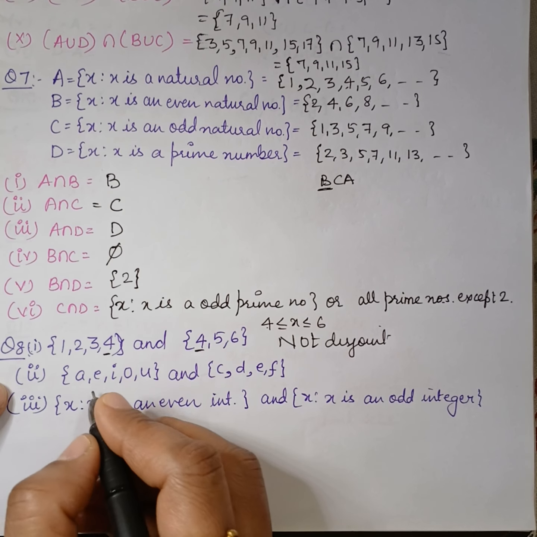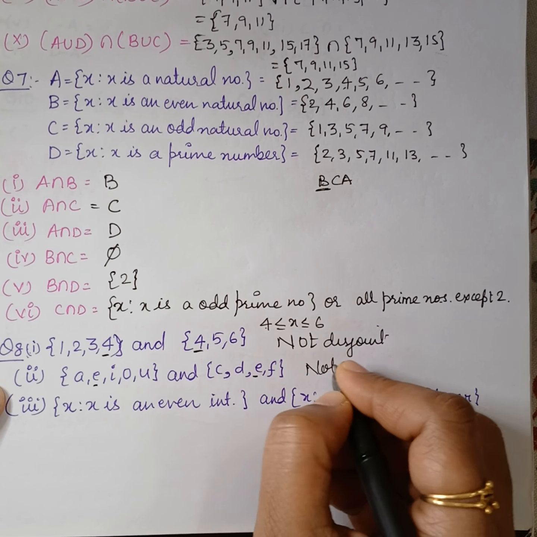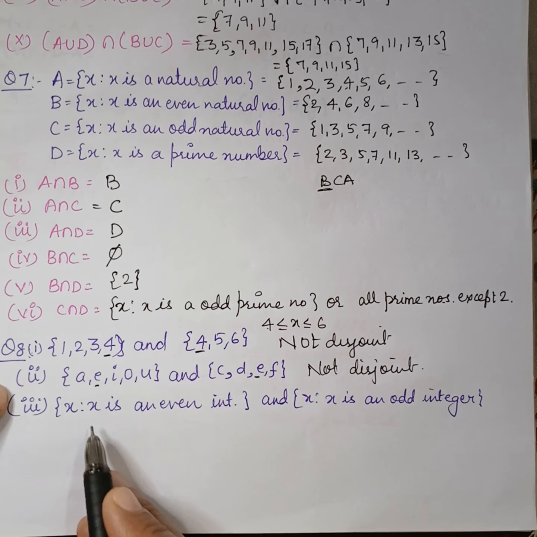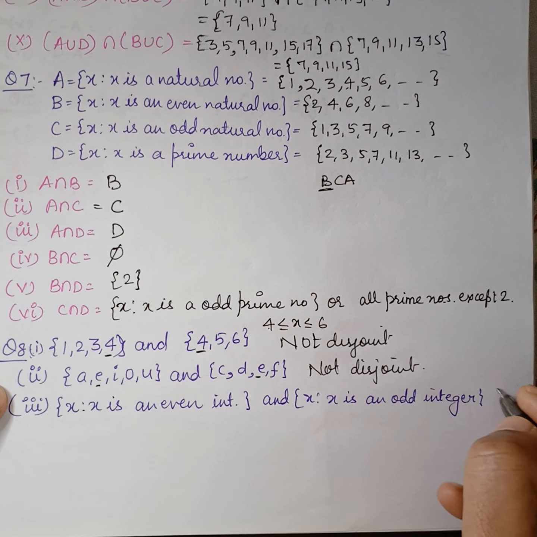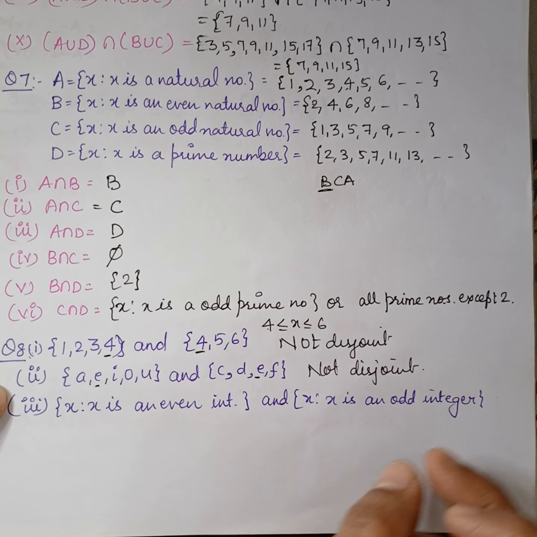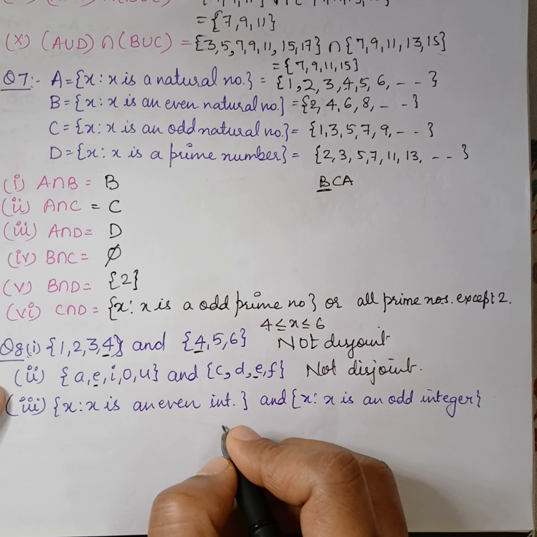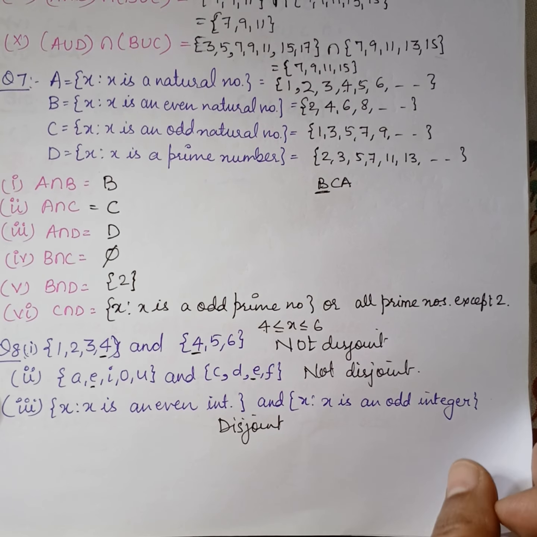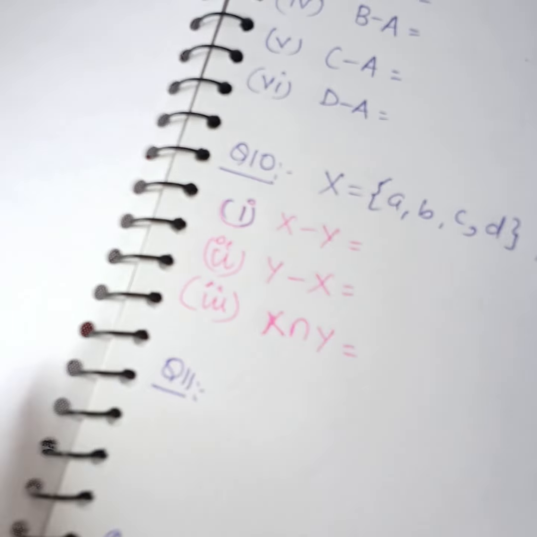Are these disjoint? No, these are not disjoint because E is common in both. Not disjoint. X is an even integer, x is an odd integer. Yes, they are disjoint because even integers will not be there in the odd integer set. So these are disjoint because there is nothing common between odd and even numbers.